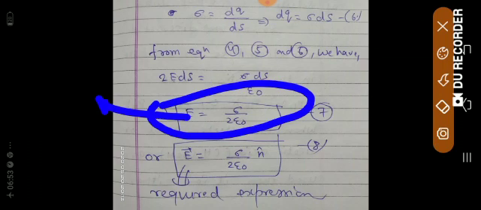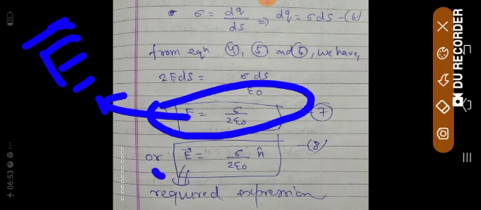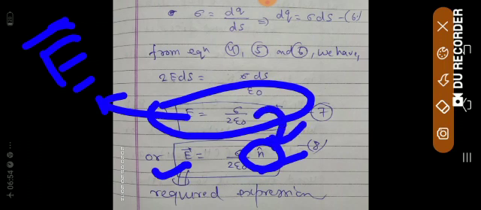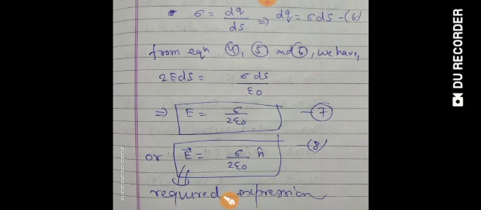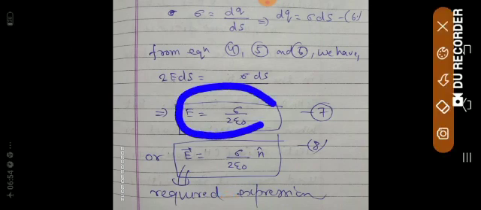Since electric field is a vector quantity, we need a vector. This is the vector form, multiplied by n cap. Since n cap is a unit vector, the value will not change and the directional property will come out. So there are two equations, student. One is the magnitude of the electric field due to a uniformly charged infinite thin sheet at a distance r, and another, equation number 8, is the vector form of the same electric field.